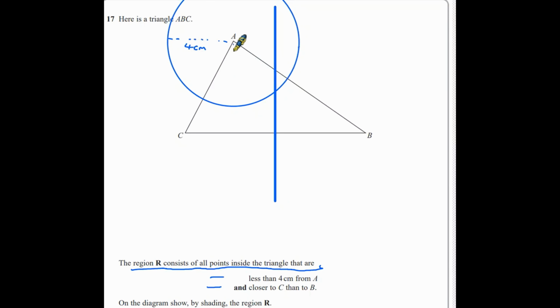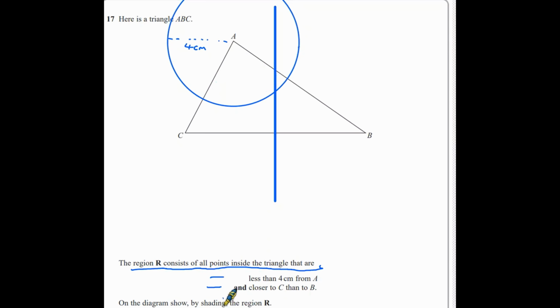So that means if I come back to this triangle now, any part of the triangle that is less than 4 centimeters from A is any part within this sector of the circle here. All these points within here are all closer than 4 centimeters to A.